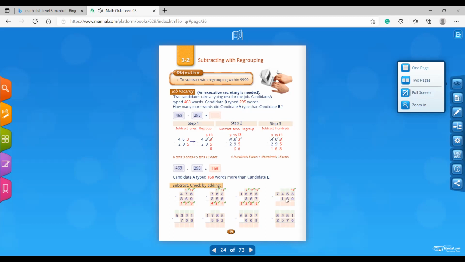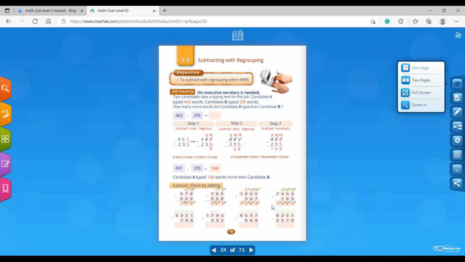The 4 is smaller than 6. So it will ask number 4 beside it for help. It will become 14. 13 minus 9 is 4. Bravo. 14 minus 6 is, yes, 8. Bravo. And now we took 1 from the 4. It will become 3. Bravo. 3 minus 1 is 2. 7 minus 0 is 7.